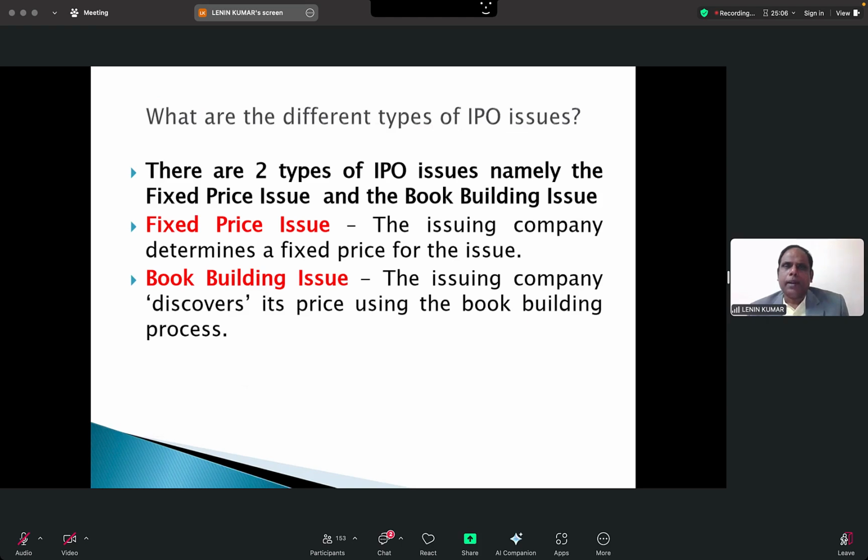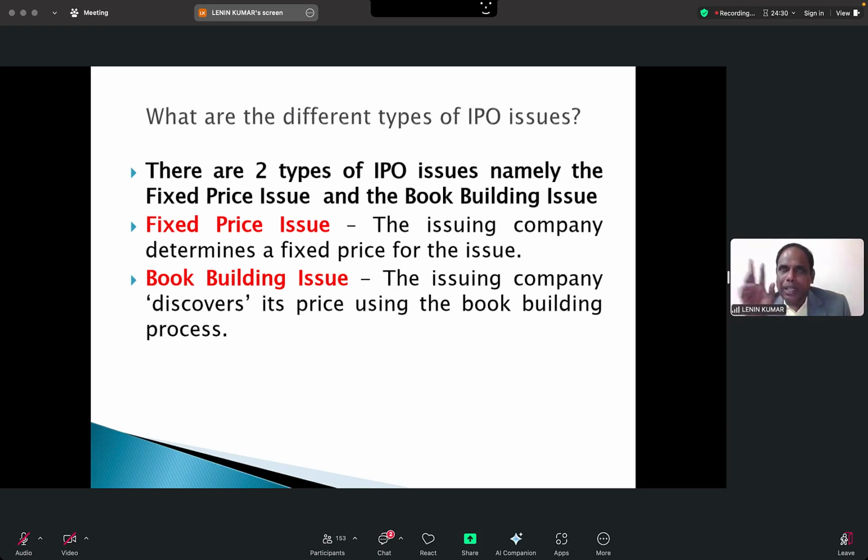Now, I told you I'll be explaining this book value and all. There are two different types of IPO issues. One is called a fixed price issue and another is called a book building issue. Fixed price issue means the issuing company determines a fixed price for the issue. Book building issue means the issuing company discovers its price using the book building process. See, fixed issue price, coming back to Lulu now, forget about all this Zoom and Indigo. Now come back to the Lulu example.